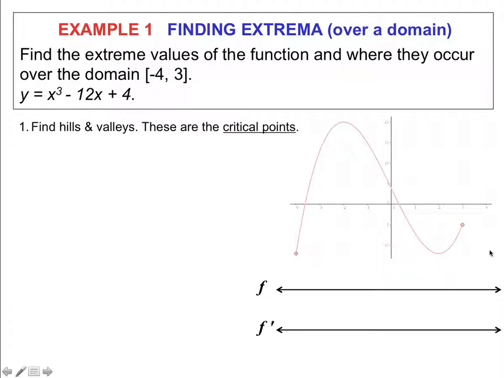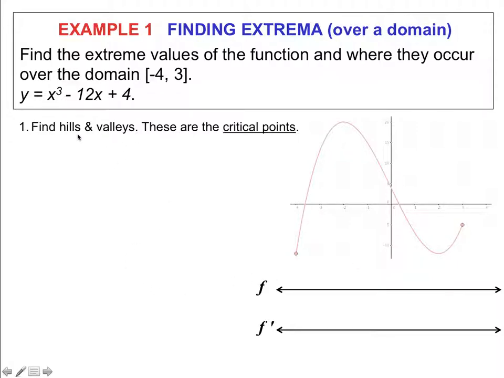Okay, so let's try this with an actual function. So here's the actual function, x cubed minus 12x plus 4. And we can see the function right here. So we can find the absolute max. We can find the absolute min. We actually have 2 locations where we have an absolute min. And then we can find local maxes and stuff like that. But let's do this analytically.